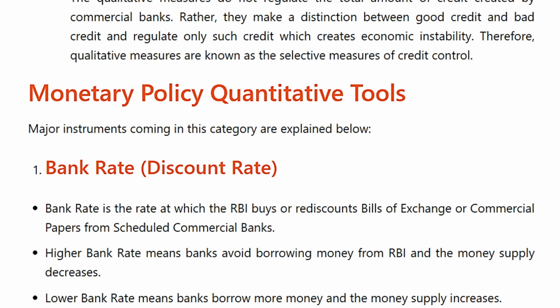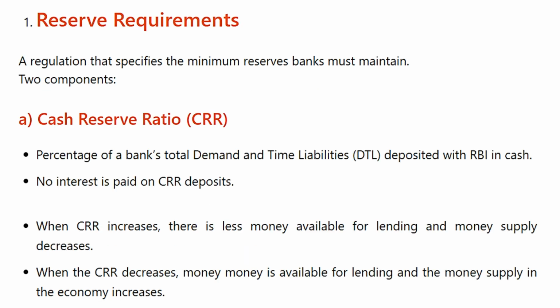Higher bank rate means banks avoid borrowing money from RBI and the money supply decreases. Lower bank rate means banks borrow more money and the money supply increases. Reserve requirements: a regulation that specifies the minimum reserves banks must maintain.